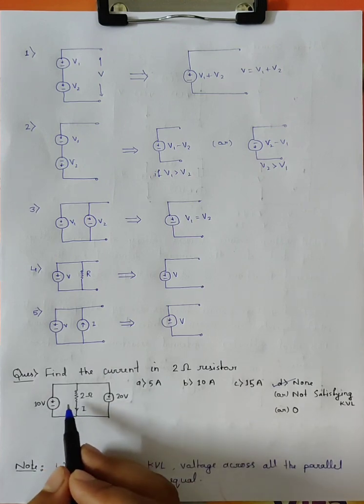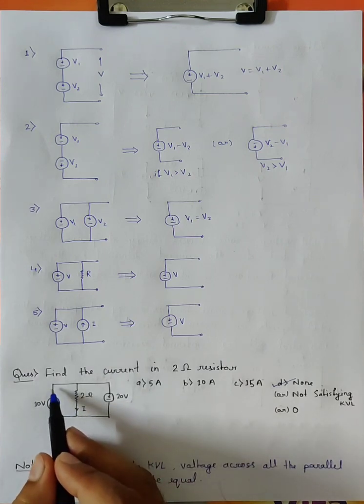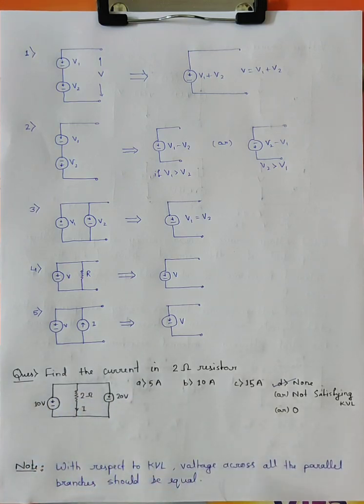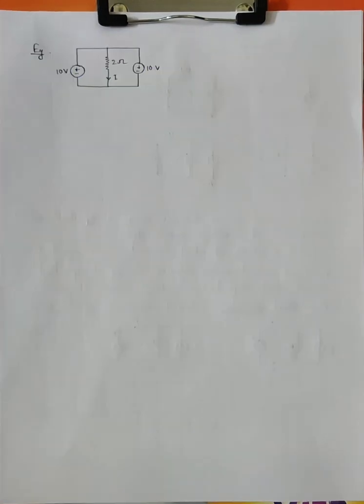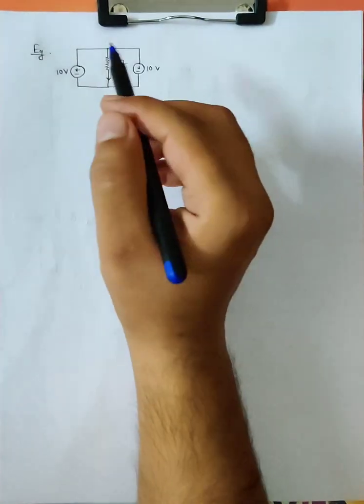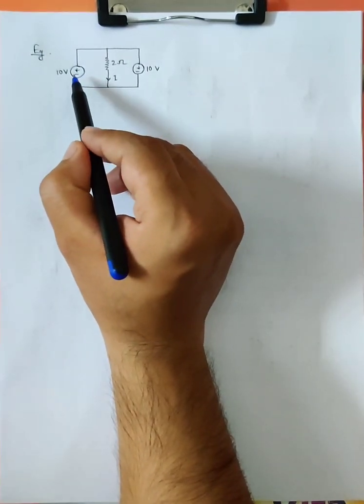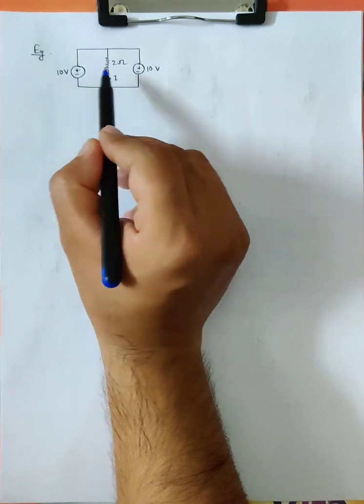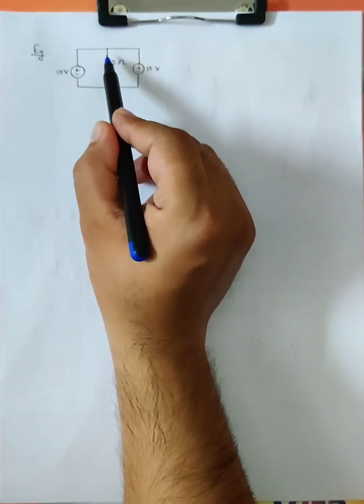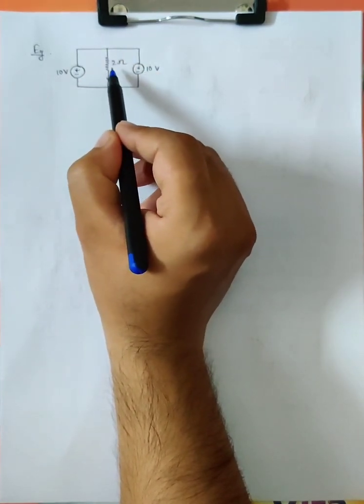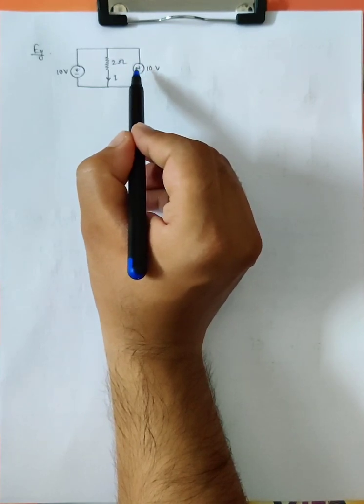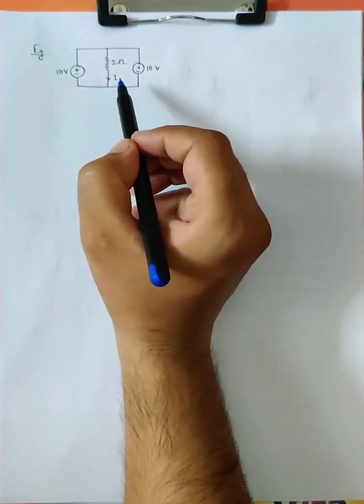For KVL to be satisfied, the value of voltages in parallel should be equal. With respect to KVL, voltage across all the parallel branches should be equal. Let's take another example. There are 2 voltage sources in parallel, each of 10 volts. The resistance is of 2 ohm in parallel with these voltage sources. We have to calculate the current I.